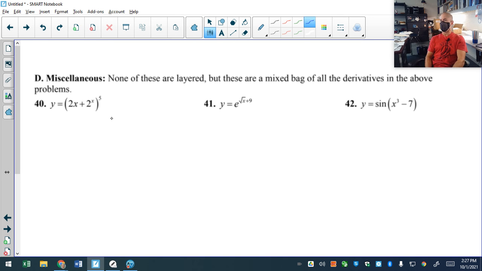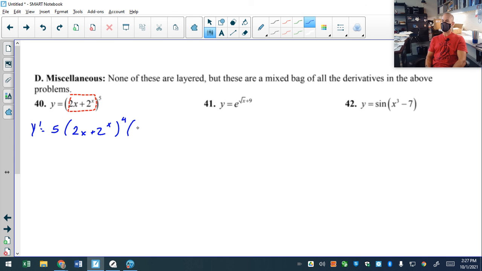Let's see. So number 40. First, we want to identify the inside, and the inside function is this. So we ignore that part first. And I start by differentiating stuff to the 5th power, and the derivative of stuff to the 5th power would be 5 times the stuff, which I don't change, to the 4th power. Then we multiply by the derivative of that interior.